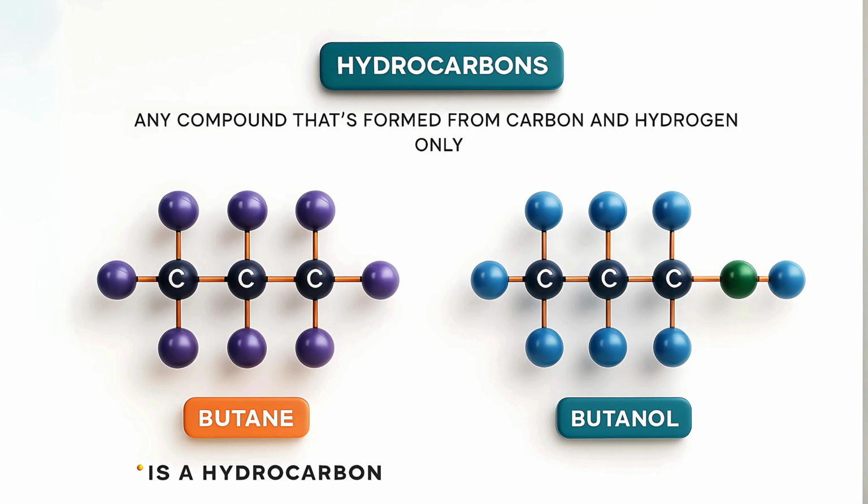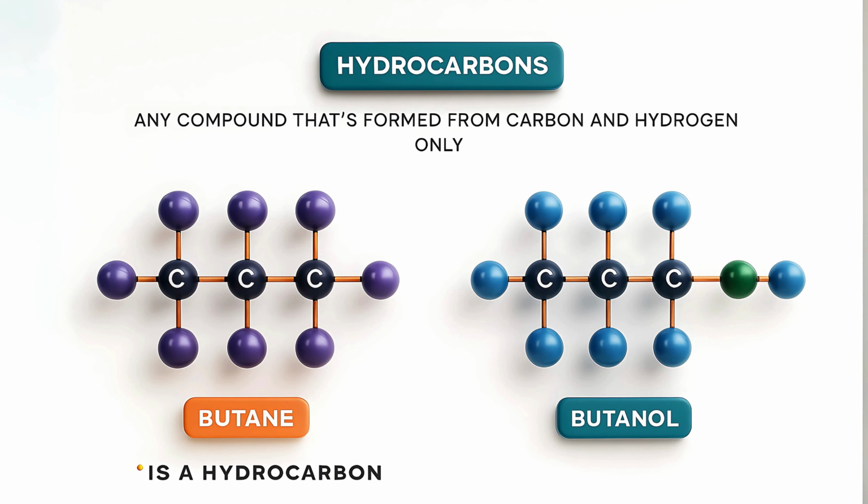Most often, these bonds occur either with other carbon atoms or with hydrogen atoms, which results in a vast variety of organic structures. Now, many molecules consist only of carbon and hydrogen atoms. We refer to all such compounds collectively as hydrocarbons. A hydrocarbon is defined as any compound that is made only from carbon and hydrogen atoms. For example, a molecule such as butane is a hydrocarbon because it contains nothing but carbon and hydrogen. However, a similar-looking molecule like butanol is not a hydrocarbon because it contains an additional oxygen atom.